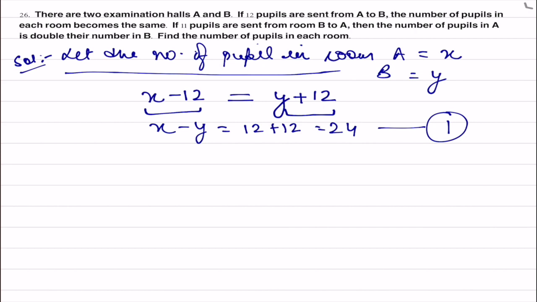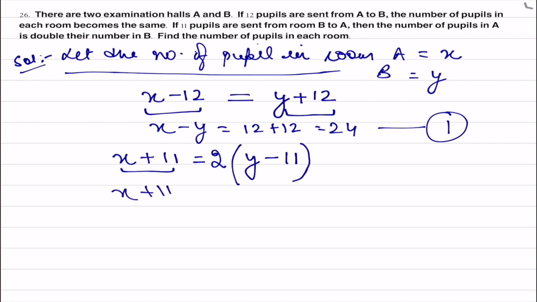Now come to the second statement. If 11 people are sent from room B to A, earlier B's strength was Y. So the number of children is reduced in room B, and room A's strength will be X plus 11, because these 11 students have been shifted to room A. Now the condition is that the number of people in A is equal to double the number of students left in B.